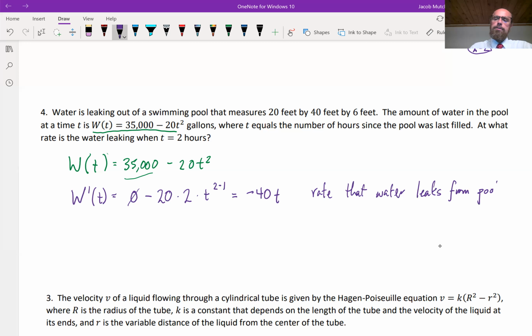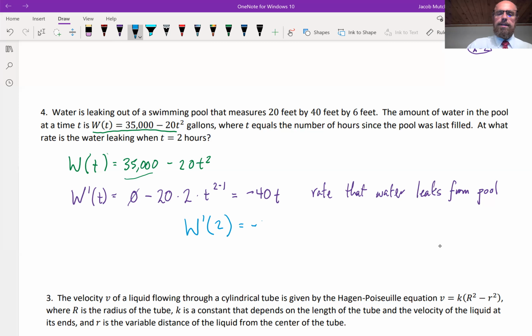We can interpret that negative sign. The negative sign there really means water is leaving, so we're losing gallons. So when I look at the question, it's saying at what rate is the water leaking when t equals 2 hours? So what I really need to calculate is not just the derivative of the function, but the derivative of the function when time is 2 hours. And that's pretty straightforward to apply.